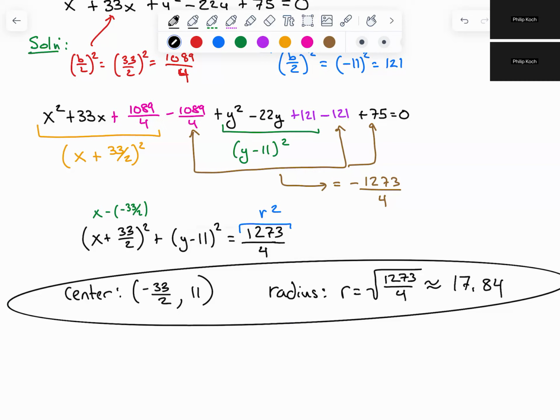Any questions on that? Yes, I'm not understanding how it's not negative 1,272. Sure. So what I did is I was doing this off on the side, but basically I'm going to use the commutativity of addition, because remember, we can treat every subtraction as an addition of a negative number. I'm going to jumble it all around so all those constants are combined together. So this is going to be negative 1,089 over 4 minus 121 plus 75, and that will equal negative 1,273 over 4.